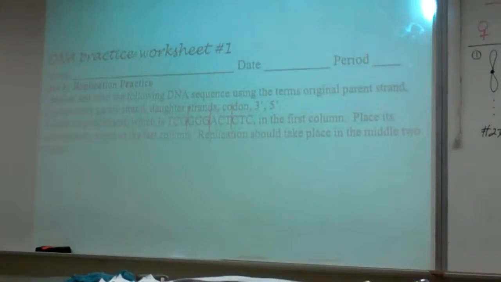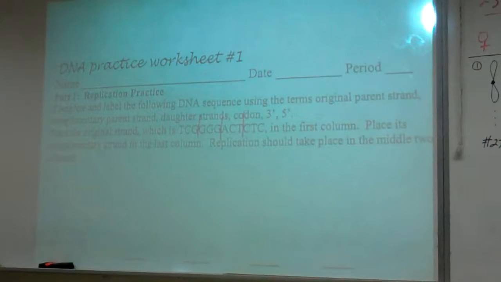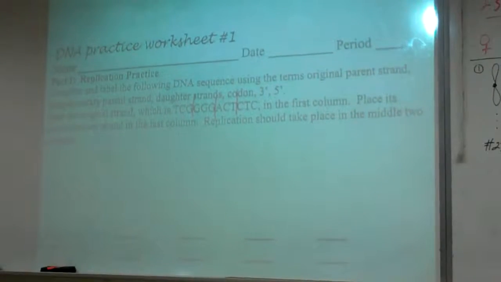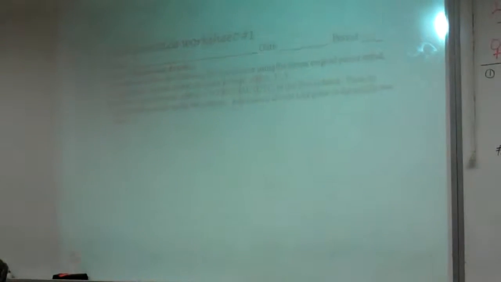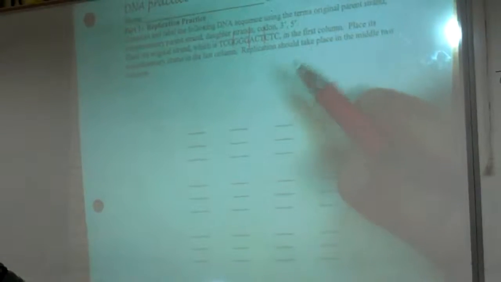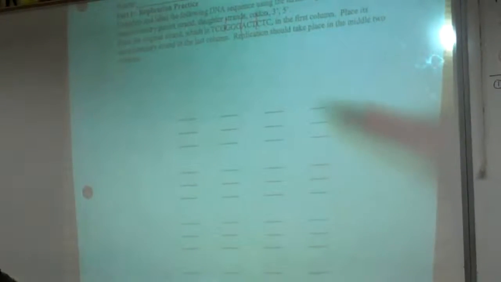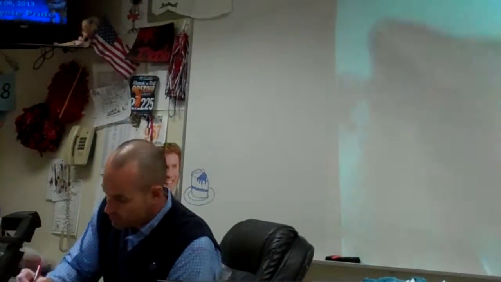Now, if I don't give you the 5' and 3' end, you won't know, so I'm going to have to give it to you. It says place the complementary parent strand in the last column. Here's your last column. The replication should take place in the middle 2 columns. So the middle 2 columns will be called what strands? Daughter strands, okay? Here's what we're going to do. The first side, we'll start with that. This end up here is 5'. So we'll start building the strand in here.